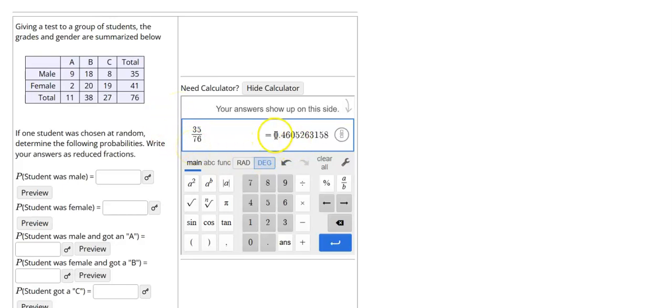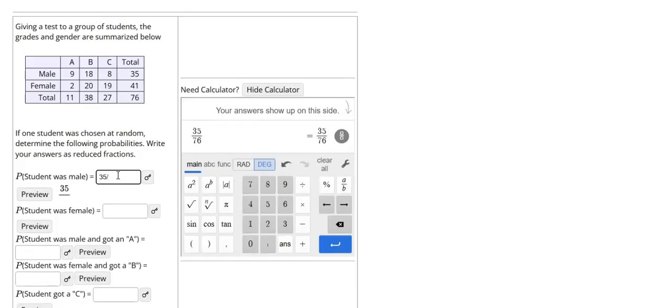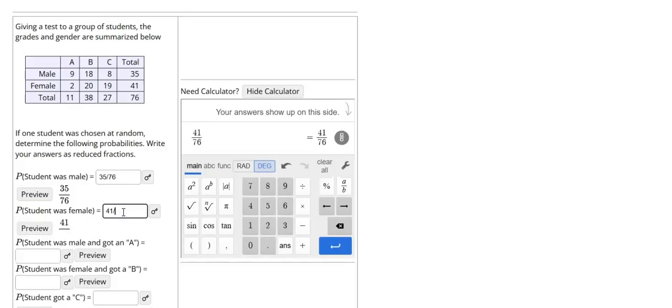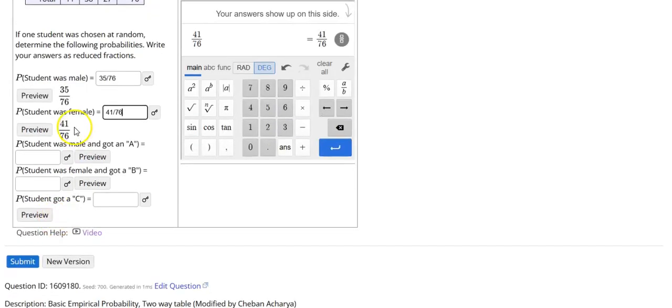Notice that's a decimal, but if you want a fraction answer as a reduced fraction, you can reduce manually, or you can click to convert to a fraction, and it gives you the reduced fraction. So 35 over 76 is the reduced fraction. You cannot reduce that. For the female, again, how many female? That's 41 out of 76. This is the decimal, but I need the reduced fraction: 41 over 76. That's the probability that the student was female.